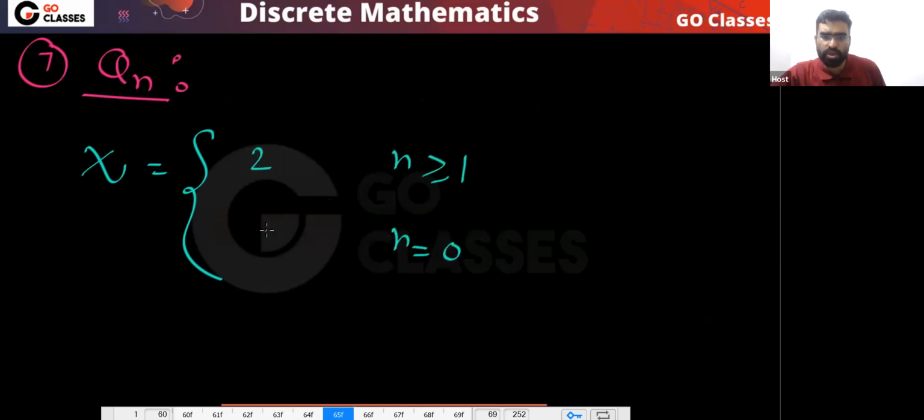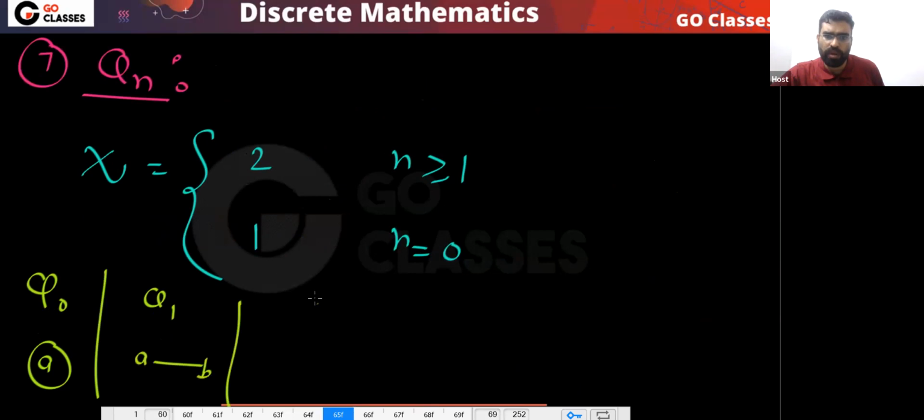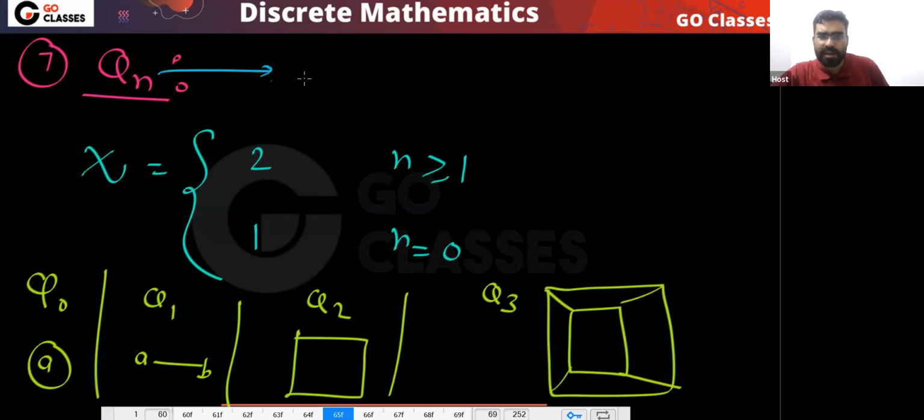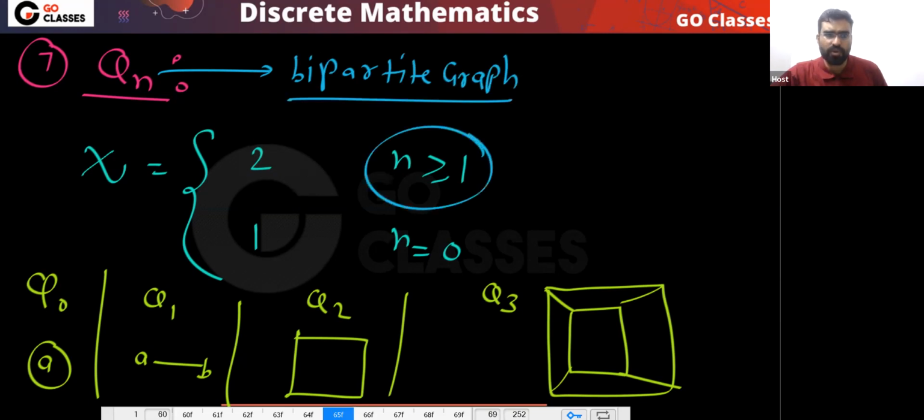But if n is 0, like Q0, then the chromatic number will be 1, because remember, Q0 means a single vertex. Q1 means like this. This is Q1. And Q2 is like this. And Q3 is like this. So this is the idea. Remember, this is a bipartite graph. And if n is greater than or equal to 1, then there will be at least one edge, then the answer will be 2. And if n is equal to 0, then the answer will be 1.